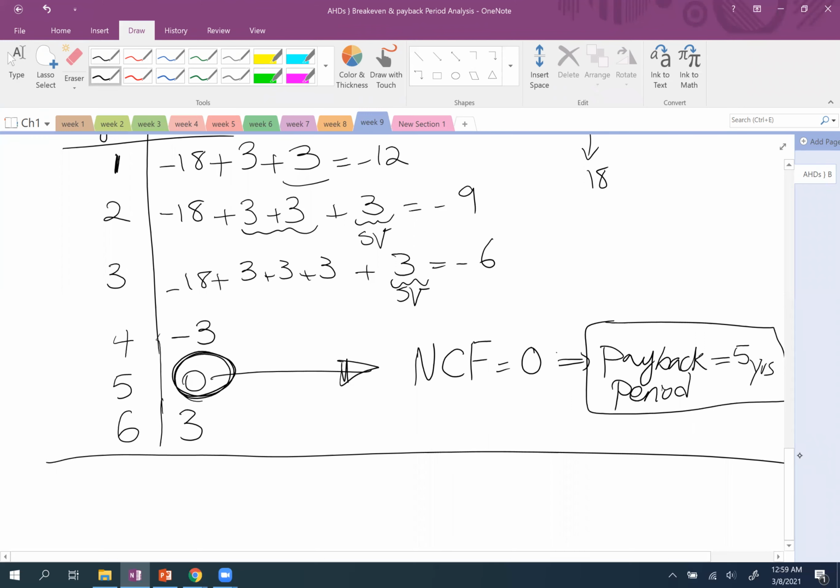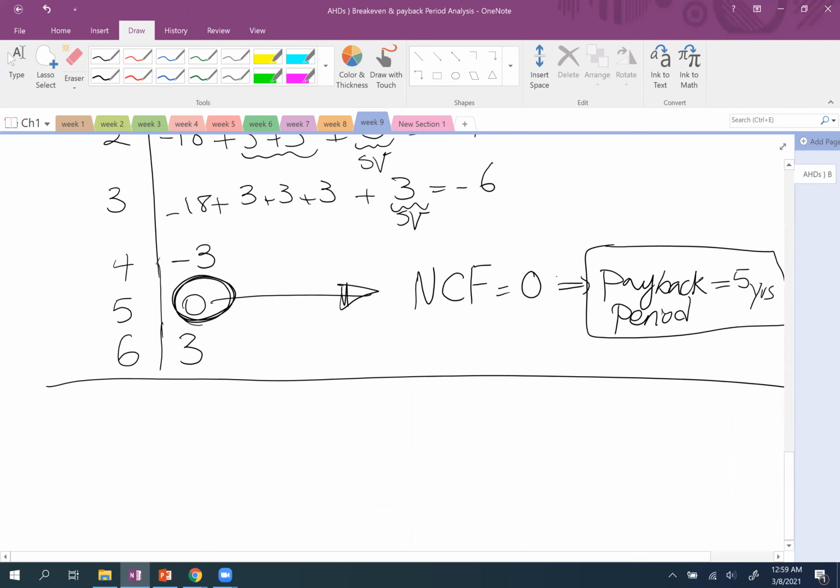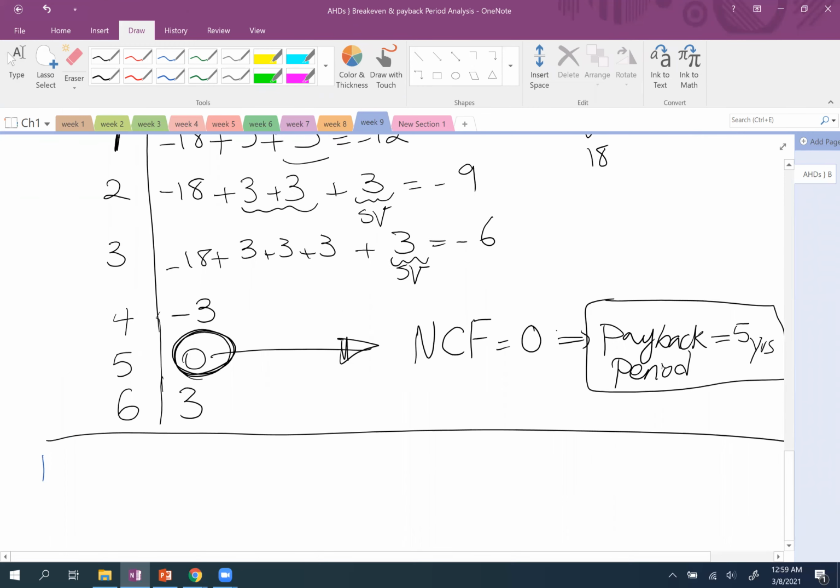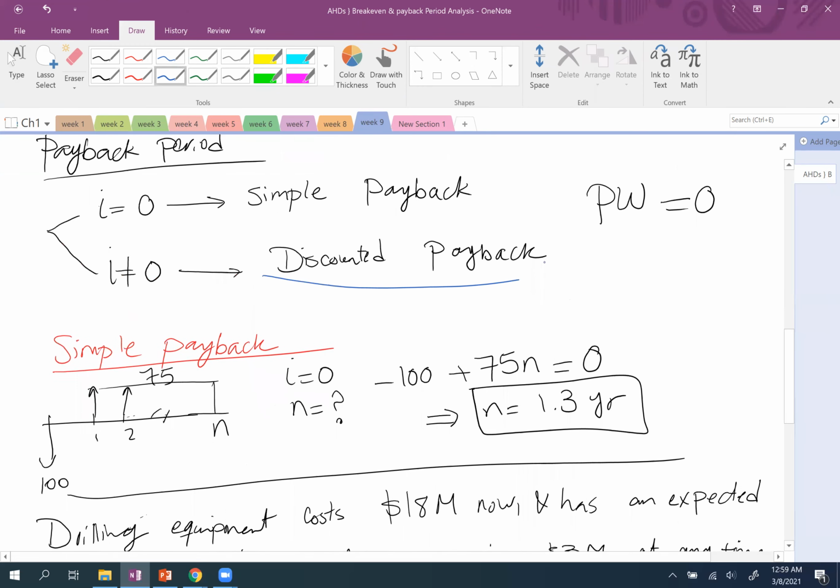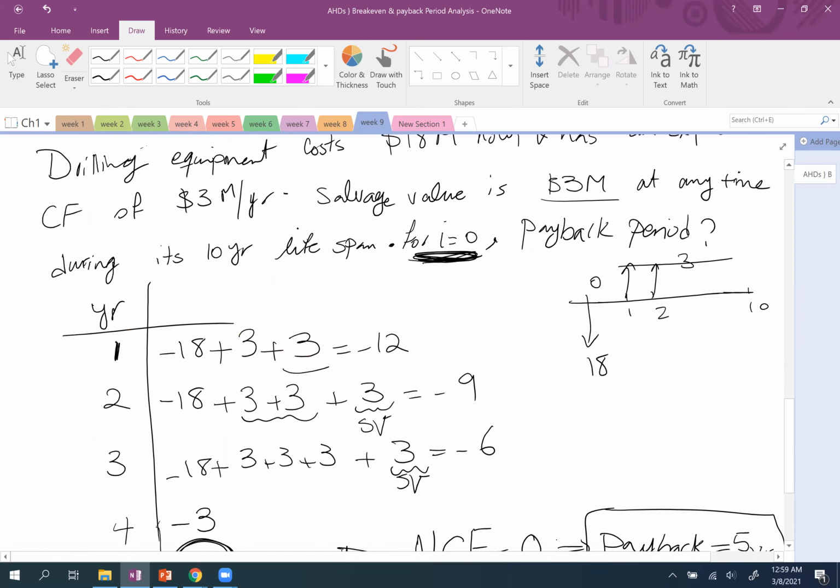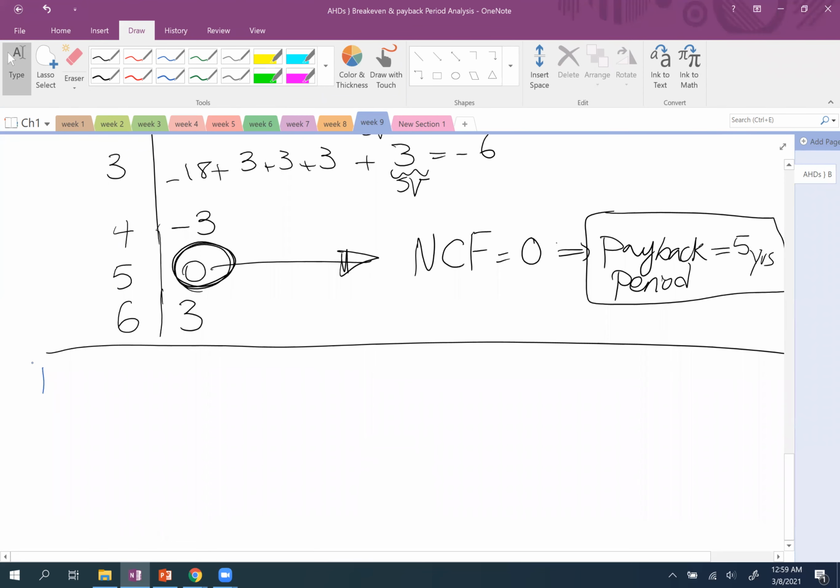But it's very logical to ask this question: what if I have some sort of interest rate that is not equal to 0? So in these cases, as I talked about earlier, we call it discounted payback period. So talking about discounted payback period, it means that I'm talking about the scenarios that your i is not equal to 0, or so to say it's greater than 0%.